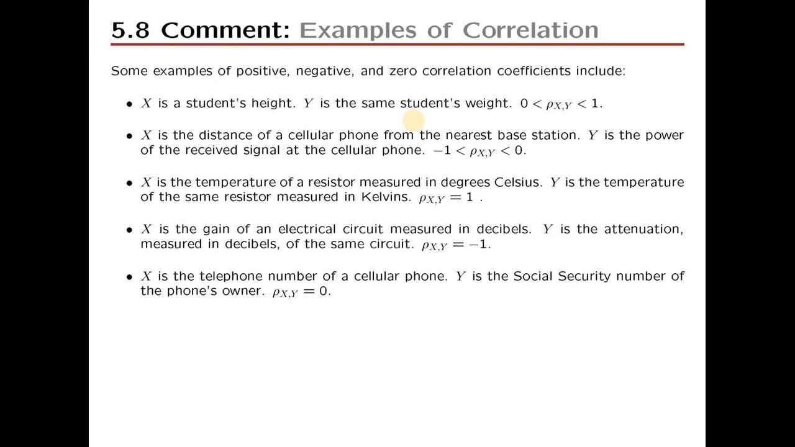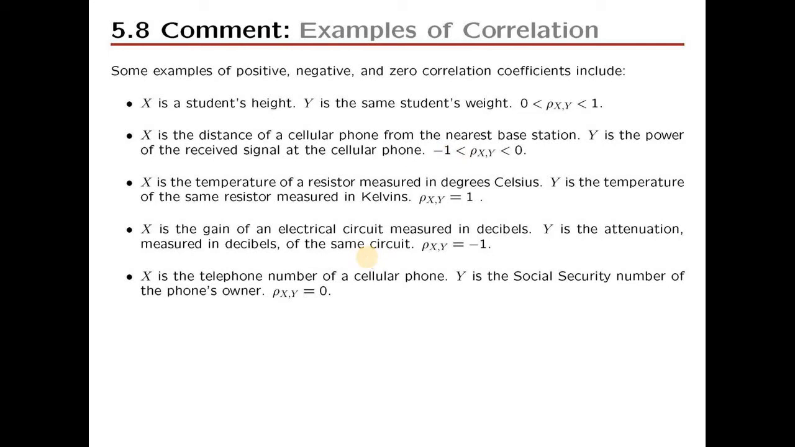But if x is the distance of a cellular phone from the nearest base station and y is the power of the received signal at the cellular phone, we know that if distance increases, power will reduce. If distance reduces, power will increase. So in that case we have an opposite relation, and the correlation coefficient is between -1 and 0.